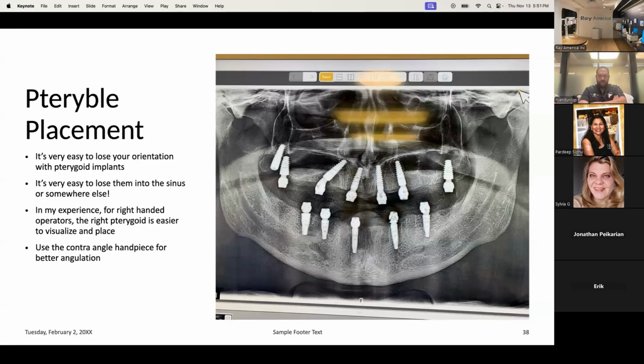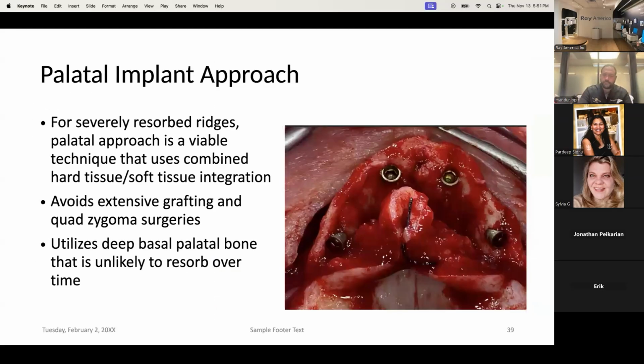You definitely have to have a skilled mentor helping you when you're learning how to do these. It's very disorienting because you don't have very many landmarks. The teeth are usually gone, and it's a very awkward ergonomic position. I have found that right-handed operators tend to place the right pterygoid better because they can see it, but when they go to do the left pterygoid, they tend to have to lean over the patient and they lose all context and perspective and usually end up putting implants in at funny angles.